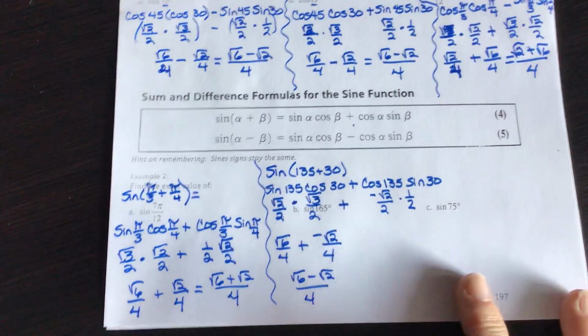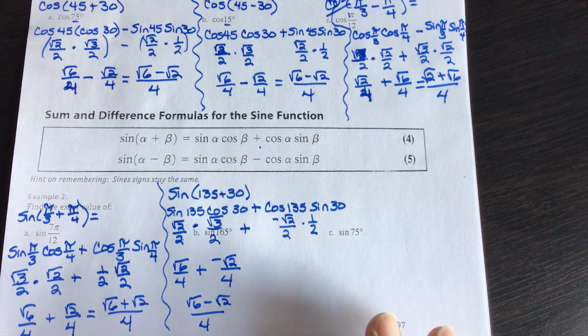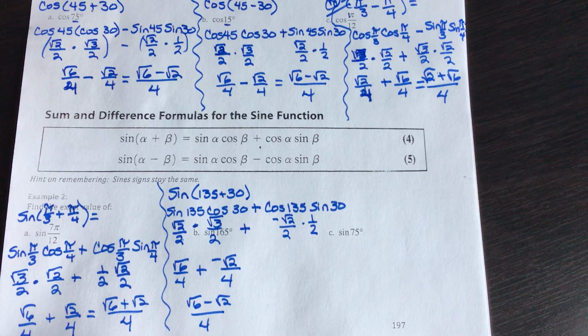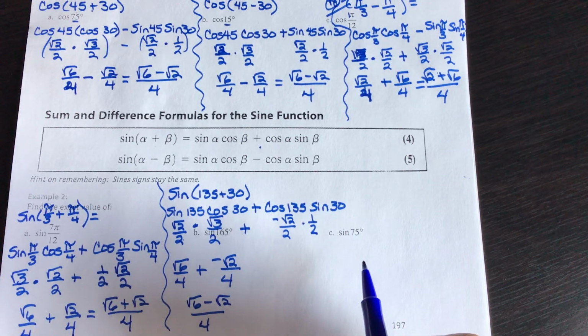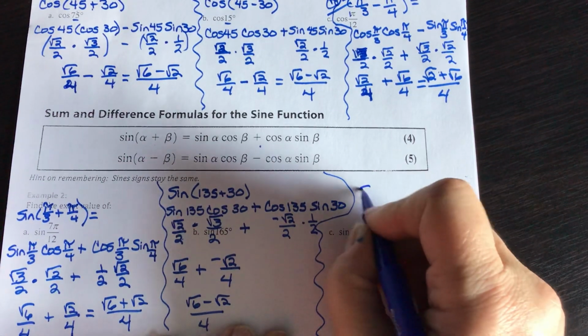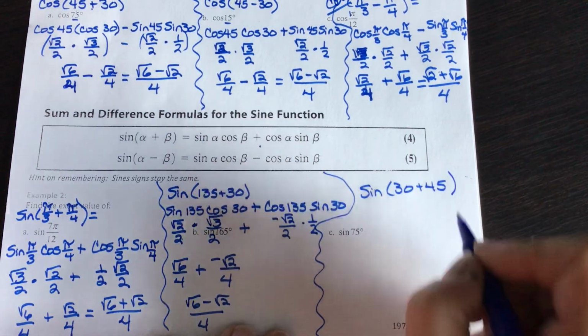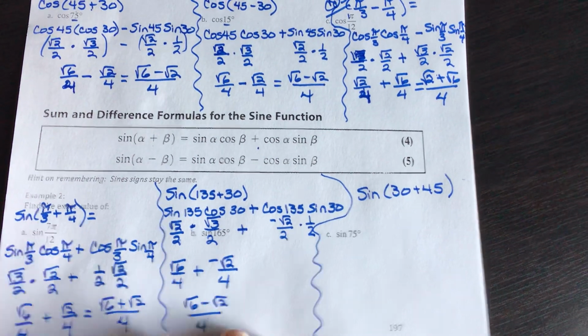And then I have 75 degrees. Here, if I do 75, this is another addition because I can do 30 plus 45. Is there another way? 90 and 15. I could probably do some bigger angles, but I'm going to stick with addition here, 30 and 45. So this would be sine 30 plus 45, or 45 plus 30. It doesn't matter which order they go.